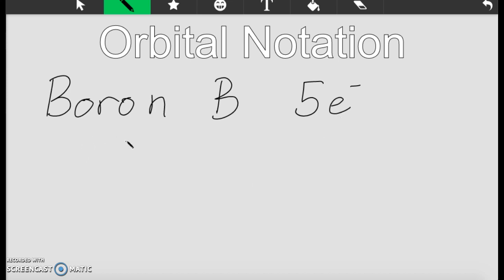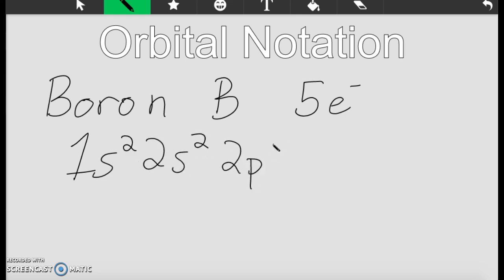So this is your diagonal rule. Check out the video on that, but just real quick, it comes out to 1s2, 2s2, 2p1. So for our orbital notation, every orbital can hold 2 electrons.